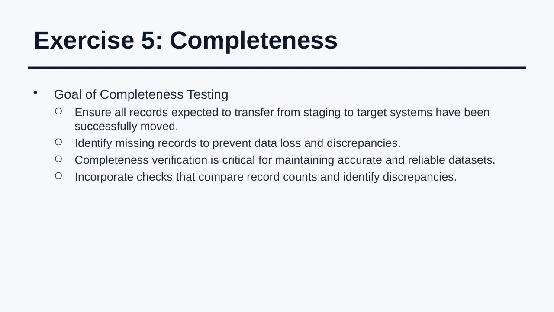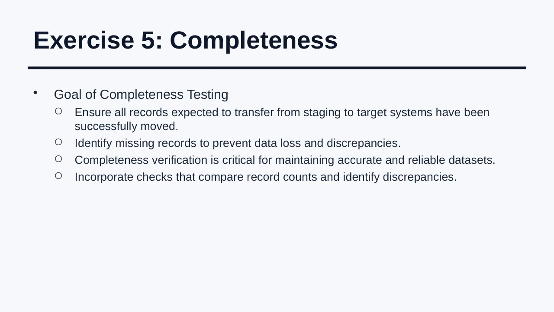When we talk about completeness testing, the main goal is to make sure that every single record we expect to transfer from the staging area to the target system actually makes it there. This helps us catch any missing data early on, which is crucial because even a few lost records can cause big discrepancies in reports and decision-making. Think of it like moving files from one folder to another. If some files don't get copied over, the new folder won't be accurate or reliable.